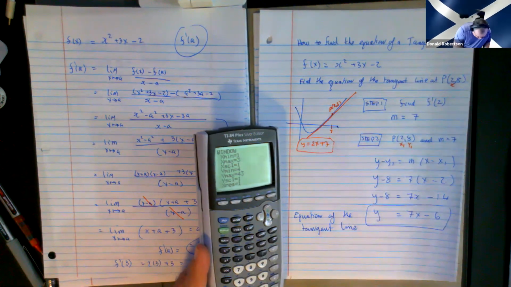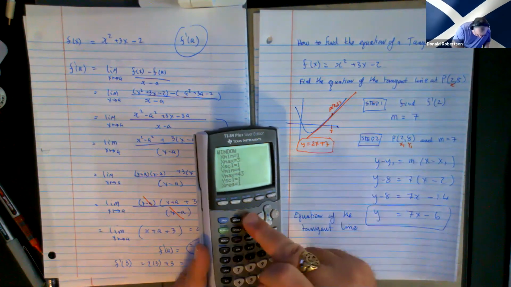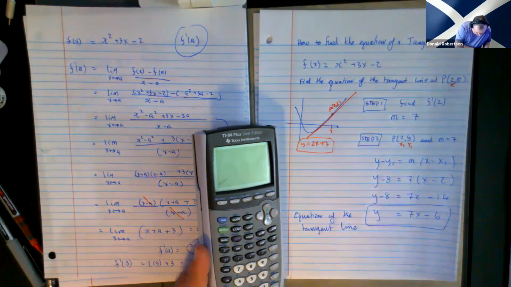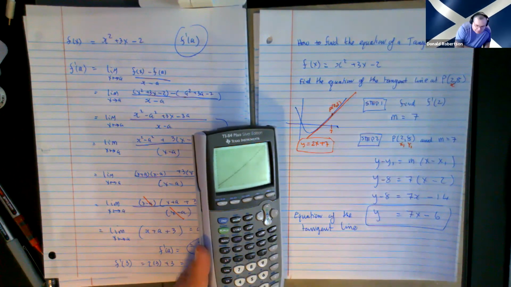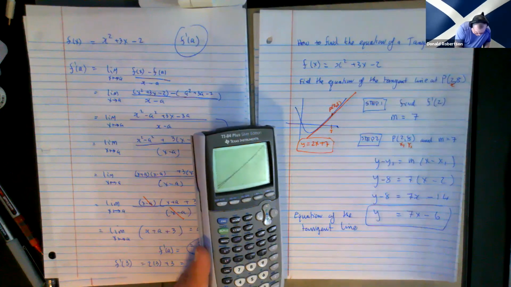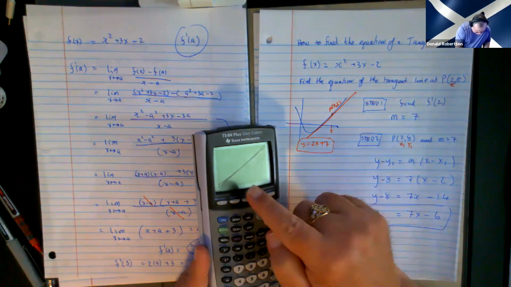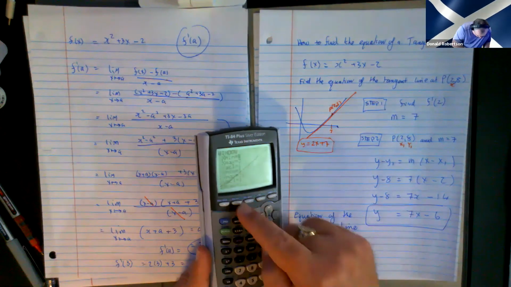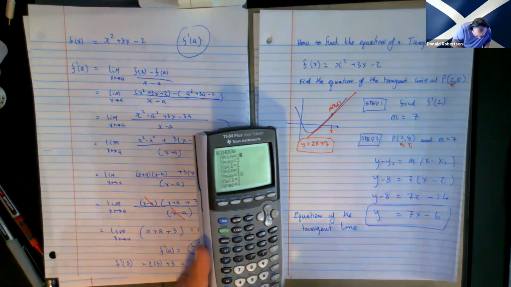Now, when I do zoom 0, zoom to fit, can you see the curve and the tangent line? Maybe I should move back a little bit. Maybe there's just not enough going on here. There's -1 and 4. Let's try that.